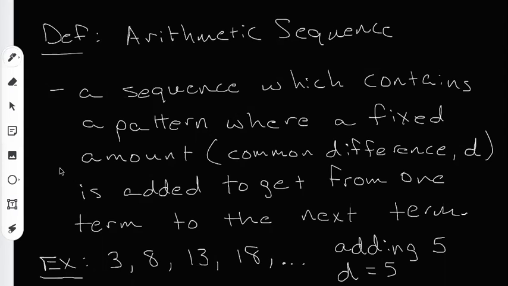You can add a positive number. You can add a negative number, which is the same thing as subtracting, by the way. Or you could add 0, which means you're not really changing anything, so you just stay on the same term every single time if d is equal to 0. So that's arithmetic. That's when you're adding. So I'm going to put a big old plus sign up here. That means we're adding.